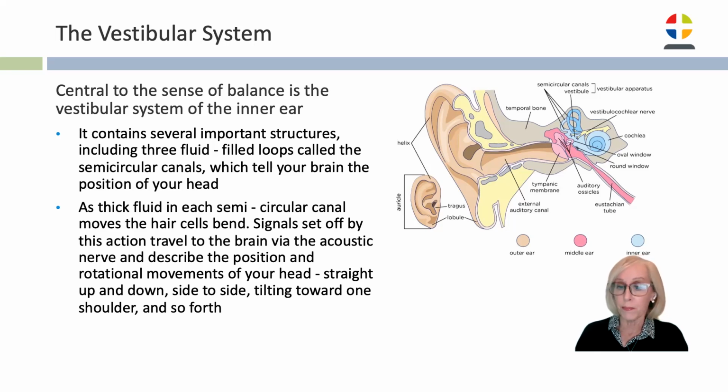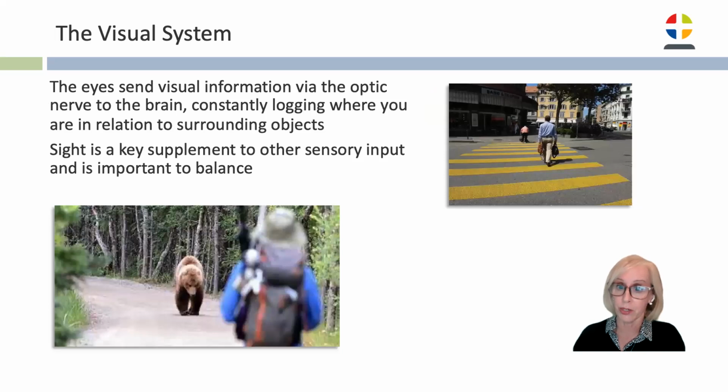So the fluid moves in the semicircular canals over these little hairs, and when that happens, it sends messages to the brain about the position of the head. So whether you're moving your head, rotating your head, nodding your head, or going up or down in an elevator, that's all information that is picked up by the semicircular canals in the ear.